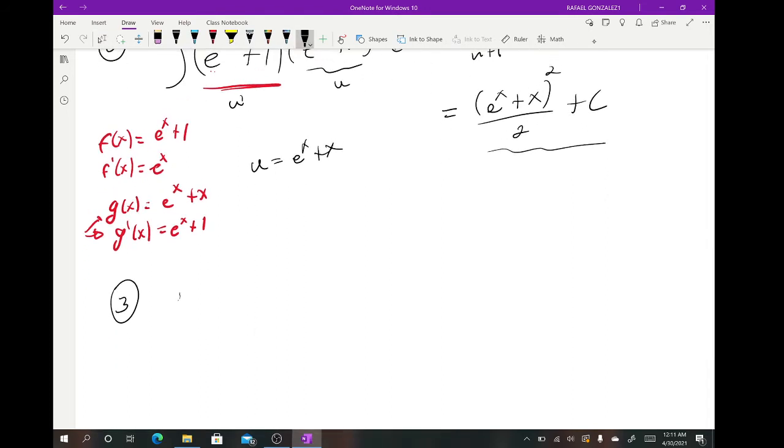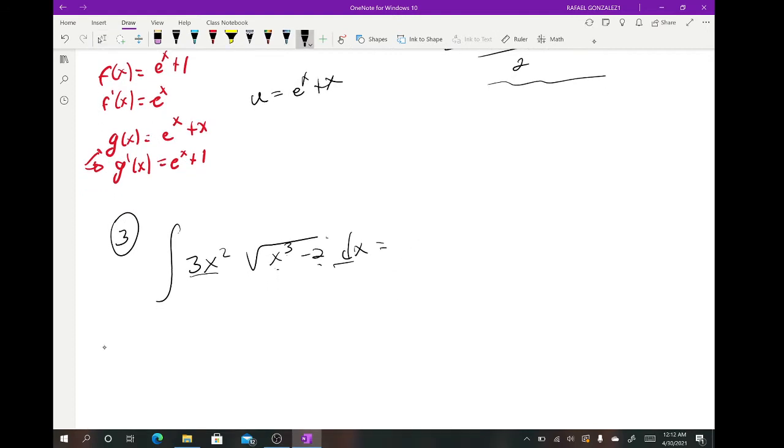So another one. What if we had the antiderivative of 3x squared times the square root of x cubed minus 2 dx? Similarly, notice that the derivative of x cubed minus 2 is 3x squared, so we know that our theorem applies. But now notice that this is raised to the power 1/2, so we have to be a little bit more careful here.